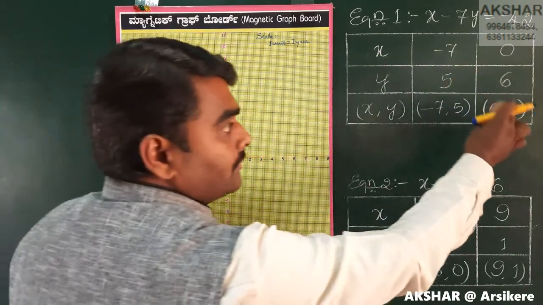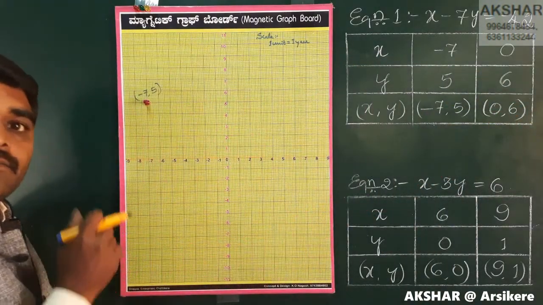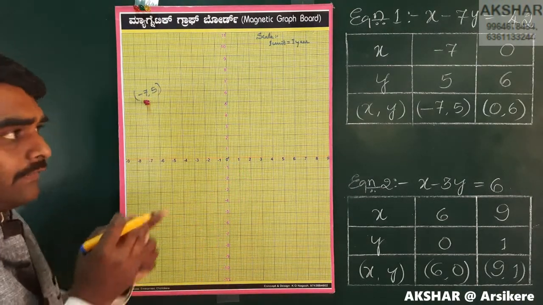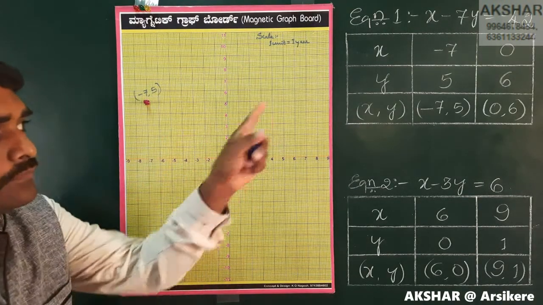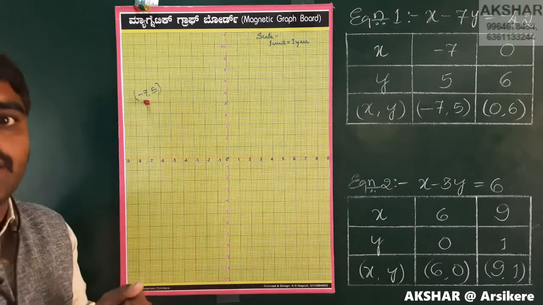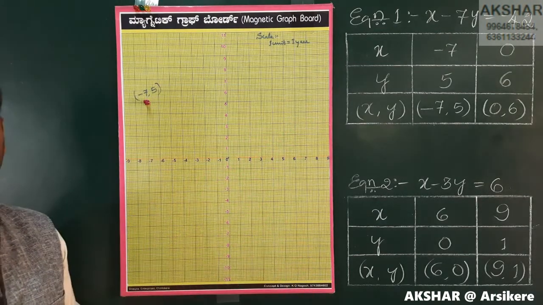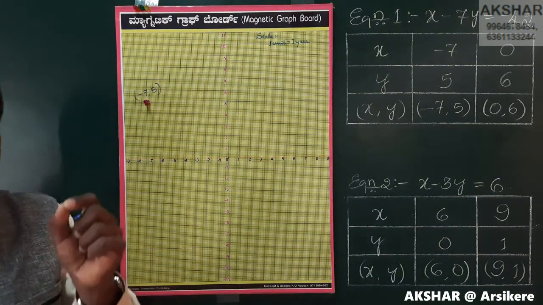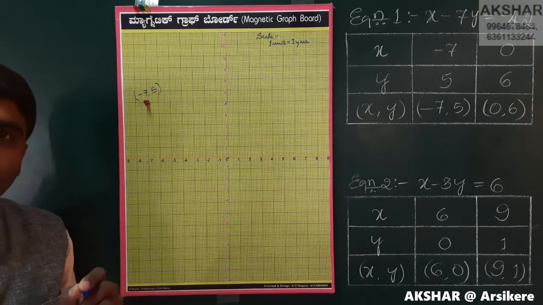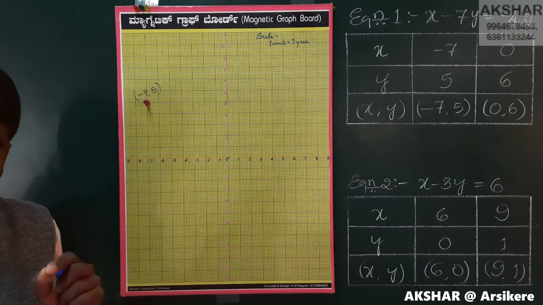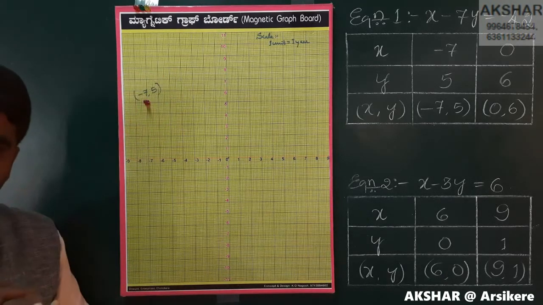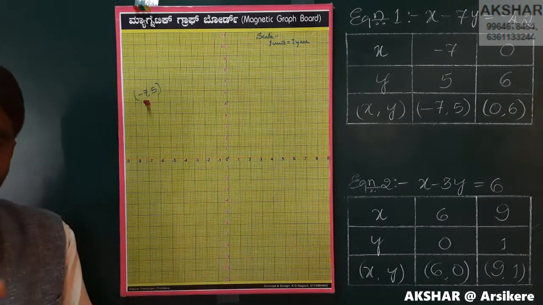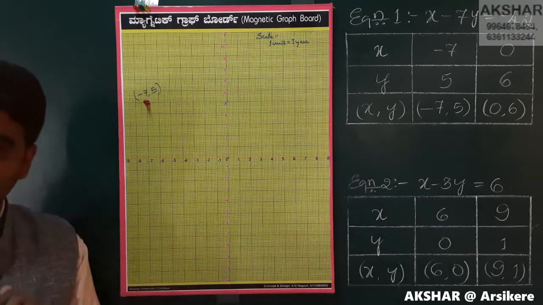In the same way, now come to 0, 6. Where is 0? 0 is the origin. Very simple. If x is 0, then y is 6, which means the point lies on the y-axis. Remember it, my dear children, very carefully. If the value of x becomes 0, then the point 100% lies on the y-axis. If the value of y becomes 0, definitely the point lies on the x-axis.